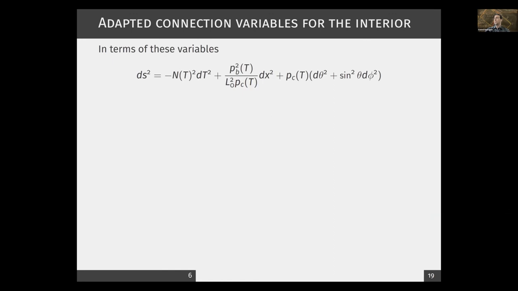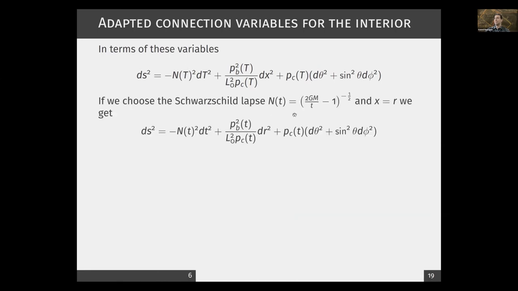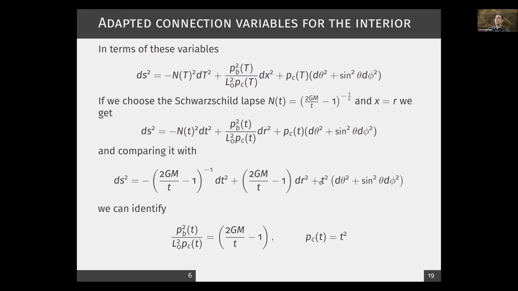Now, in terms of these variables, you can rewrite the metric again with a generic lapse and the generic time, which I called capital T here. And if you go to the Schwarzschild lapse now, so write everything in terms of a small t and your lapse, choose the Schwarzschild lapse and compare it with the Schwarzschild metric, you see this correspondence here, the RR component. Also, you see the correspondence of PC going to the Schwarzschild radius.